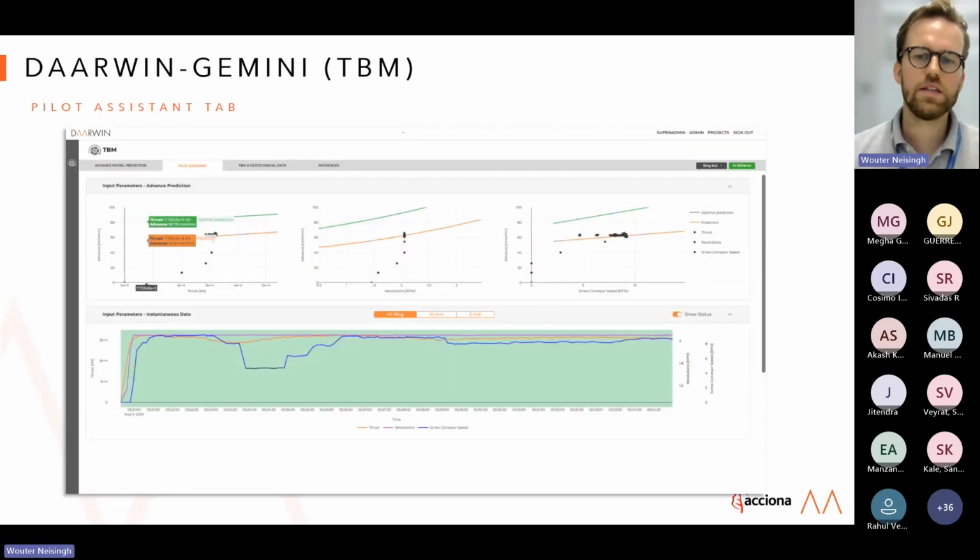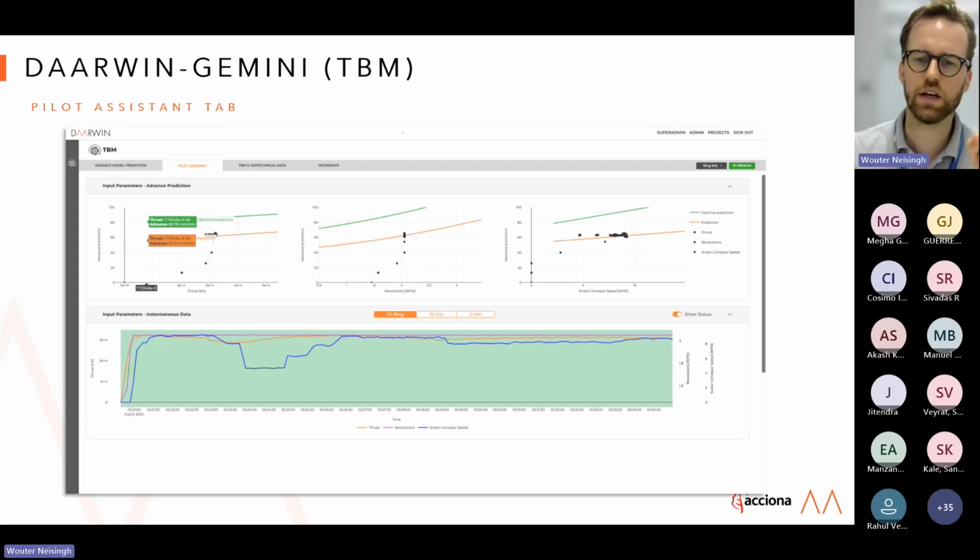The second tab is a tab used for a pilot assistant. So this is really typically used for the operators running the machines or in the operational team. What we see here is that in the first row, those first three graphs pose the question: what affects the advance? So you see the three different individual parameters, thrust, revolutions, and screw conveyor speed, because they are all inputs that can be changed by the operator.